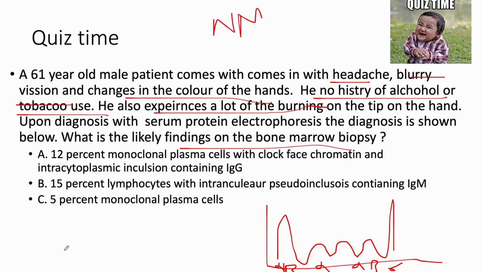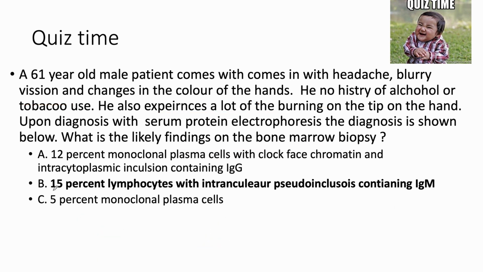So that's going to be there. What do we see on bone marrow biopsy? Like we spoke about, it's going to be red blood cells, but there are going to be lymphocytes with these IgM inclusions, and they're above 10%. So we can see lymphocytes with these inclusions of IgM.